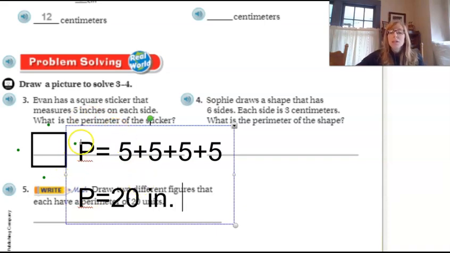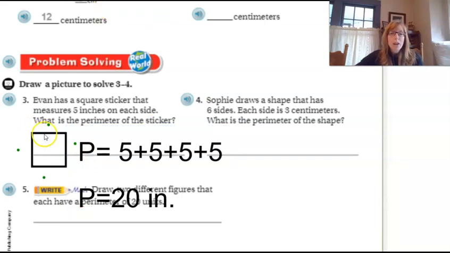okay, because perimeter is the distance around. So we went from this corner and we went straight across from here to here, and that was 5, and then 5, and then 5, and then back up was 5, and perimeter is the distance around, so it would be 5, 10, 15, 20. So your perimeter is 20.